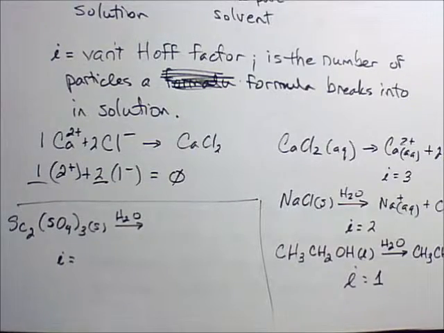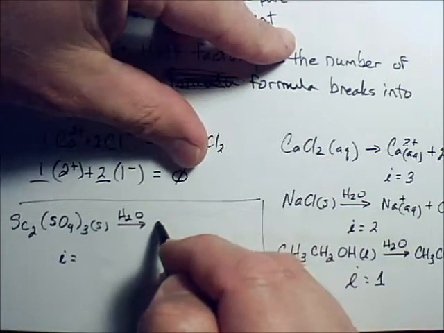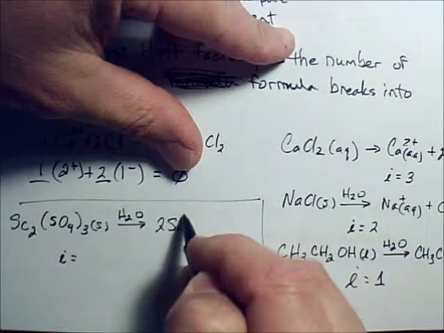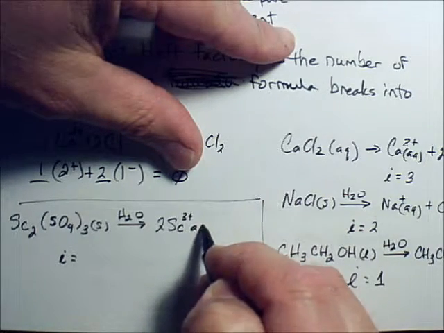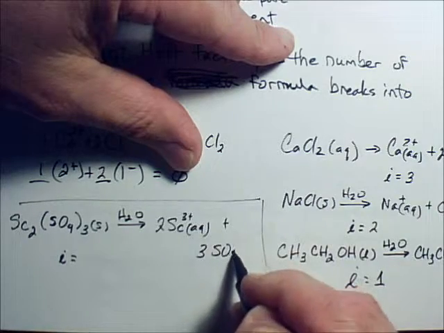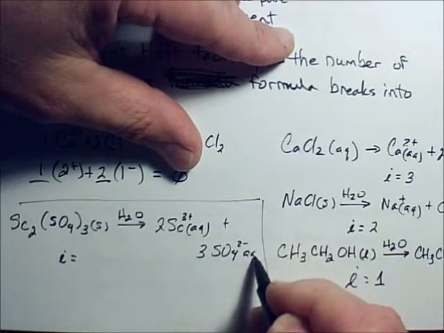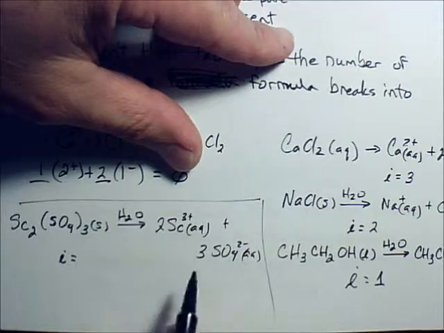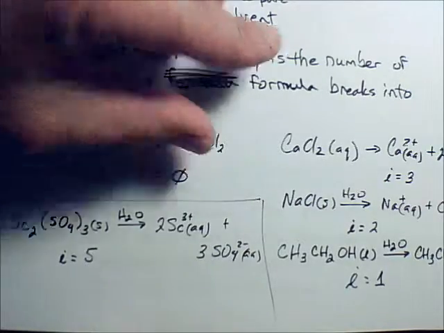Okay, if you're sitting there waiting for somebody to tell you, that ain't helping you much. You got to try. At some point along the line, you got to get up and make this happen. All right, we got 2 scandiums with 3+ charges on them, and we've got 3 sulfates with 2 negative charges on them. So that's 2 and 3. That's an i of 5.